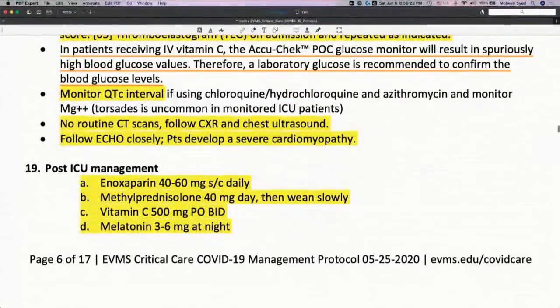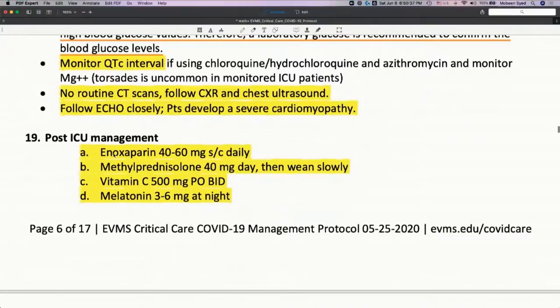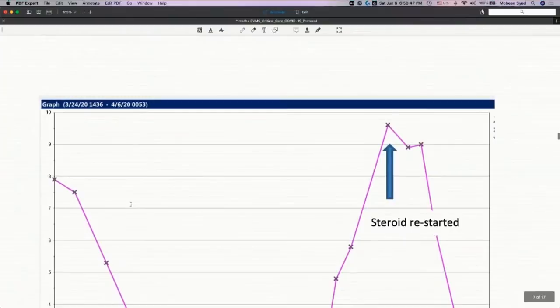And finally, post-ICU, the patient safely comes out of the ICU and goes home. So what do you do? They come back to the ward and you start again enoxaparin, which is once again low molecular weight heparin, low dose methylprednisolone, vitamin C, melatonin. That is it. I am so happy that we could go over it.